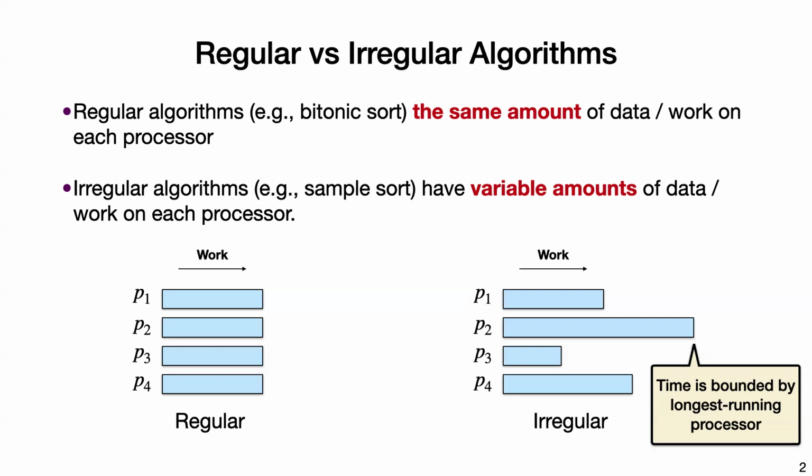So this is just the visualization. The work is these bars. If you have 4 processors, in regular algorithms the work is pretty much even, and in irregular algorithms the work is non-uniform. Some processors may have more than others, and the total time is bounded by the longest running processor. The algorithm is not considered finished until the last one finishes, and so the lower bound on the time is the longest one.